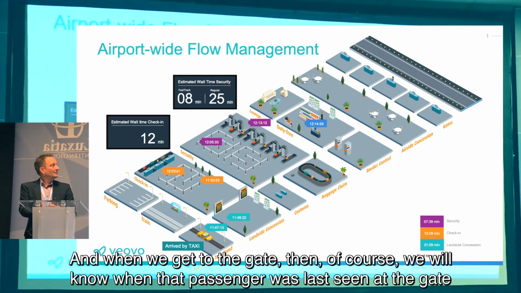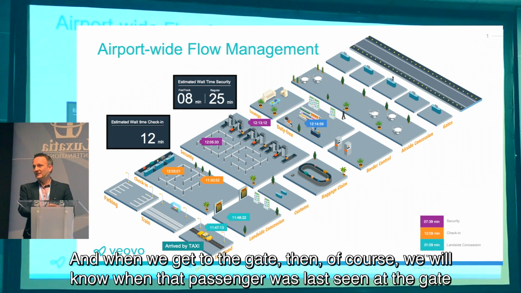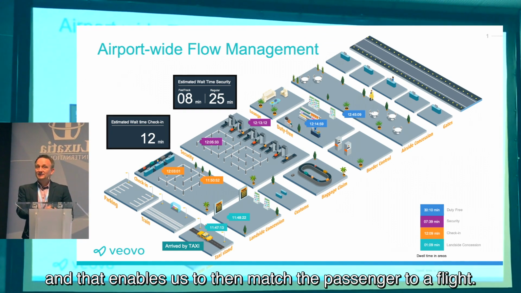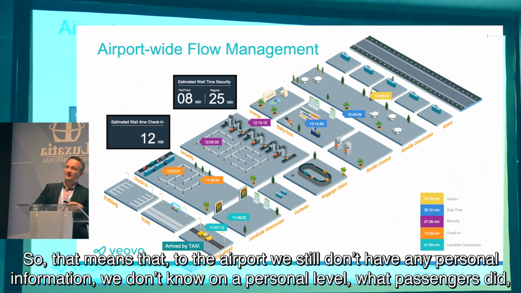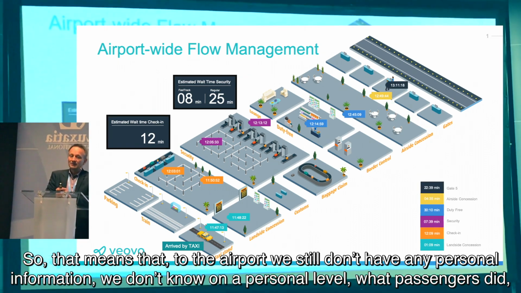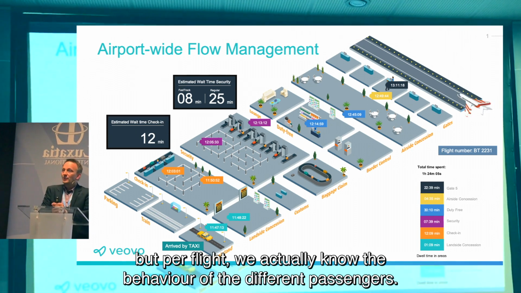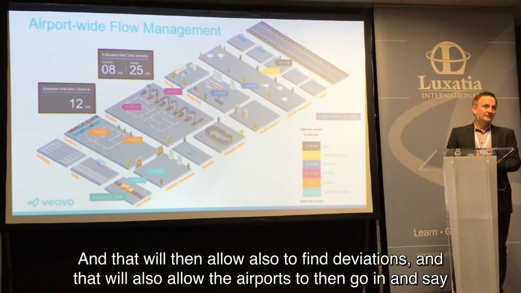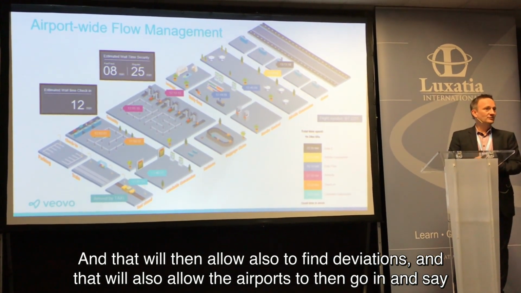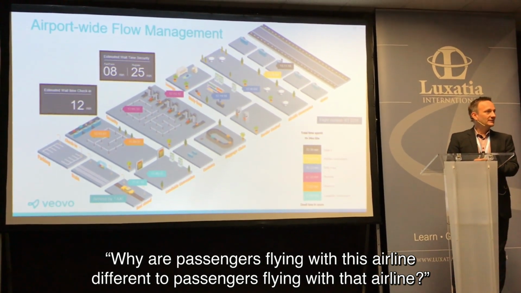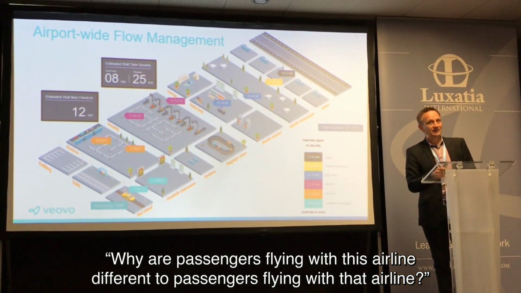And when we get to the gate, then of course we'll know when that passenger was last seen at the gate, and that will enable us to then match the passenger to a flight. So that means that to the airport, we still don't have any personal information. We don't know on a personal level what passengers did, but per flight we actually know the behavior of the different passengers. And that will then allow us to find deviation, and that will also allow the airports to go in and say, why are passengers flying this airline different to passengers flying with that airline?